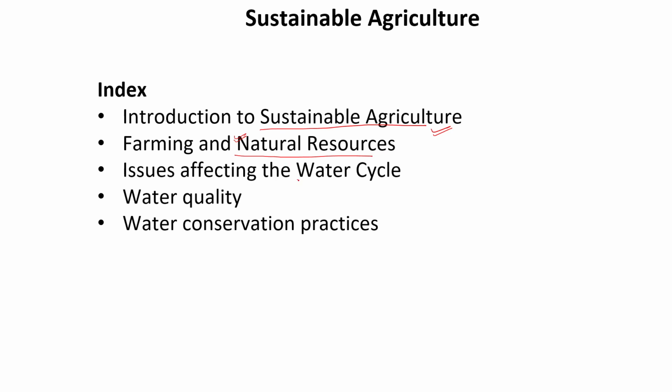Issues affecting the water cycle. Water is one of the major requirements for farming. So if the water cycle is not running properly, then there will be an effect on farming, right? On agriculture. So that also we are going to study in this session. Water quality and water conservation practices. So in this session, we are going to cover these important topics.